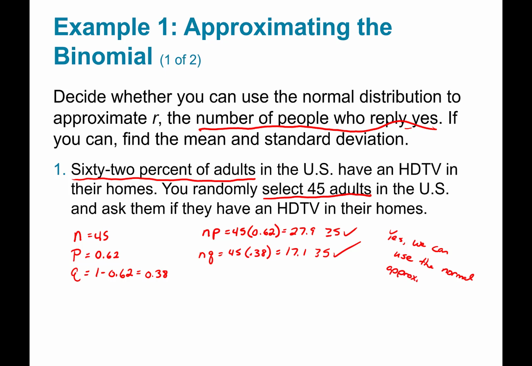So because we can, now let's find the mean and standard deviation of this normal random variable. So remember, mu is going to equal the same thing as the mean was for our binomial random variable. So mu is equal to N times P. And we've already calculated that because that's one of our criteria to check to see if we can use the normal approximation. So N times P is 27.9.